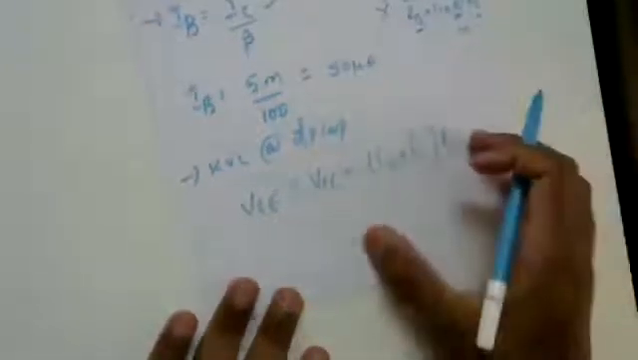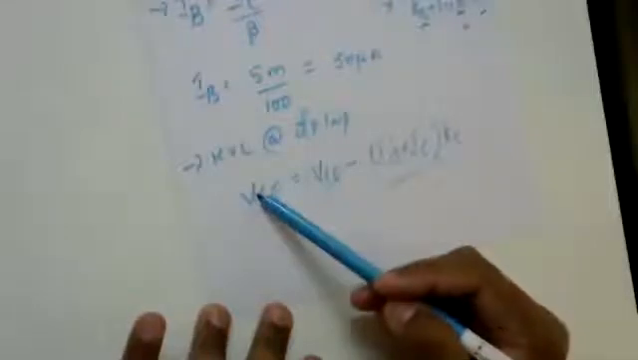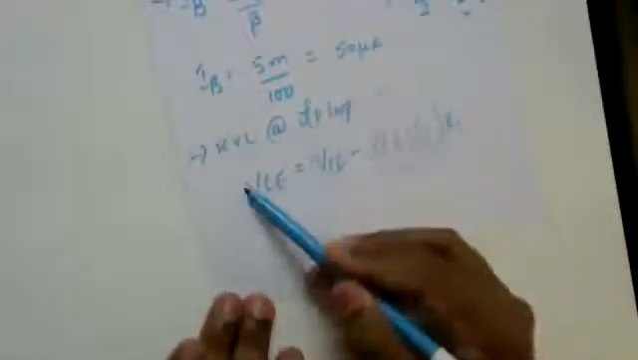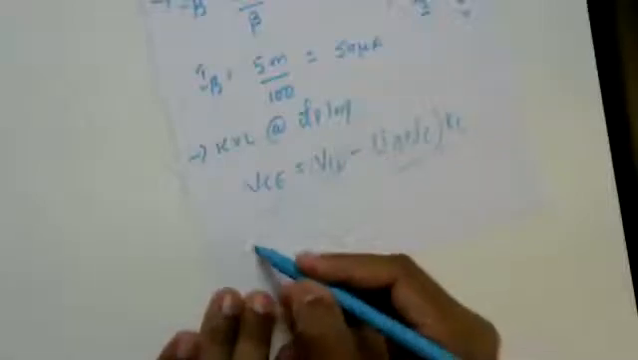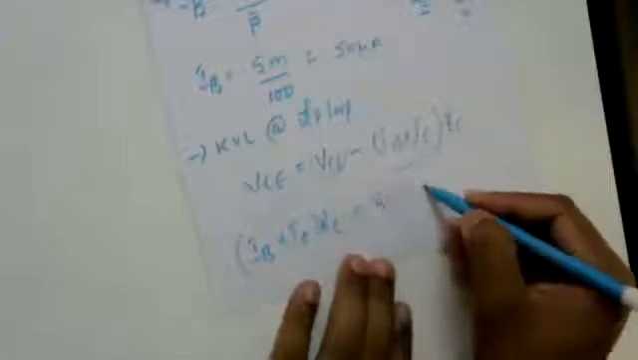Okay, so what I will do over here is send this term from RHS to LHS, and I'll take this term from LHS to RHS. Since this is a negative term, when it goes to the LHS, it becomes positive. So I'll be getting IB plus IC into RC is equal to VCC minus VCE, right?